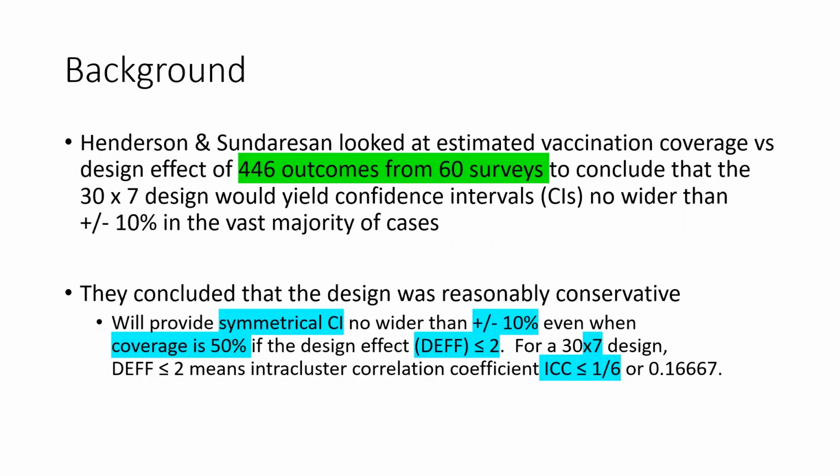And although they didn't talk specifically about design effects or intra-cluster correlation coefficients, it's implicit in their discussion that if you have a sample size of 7 in each cluster and your design effect is 2, and you're using equal weights, then the intra-cluster correlation coefficient has to be 1/6 or smaller.